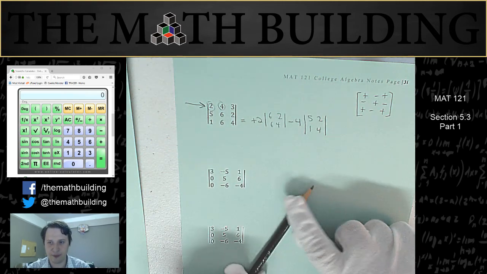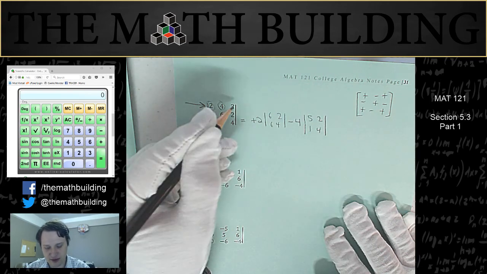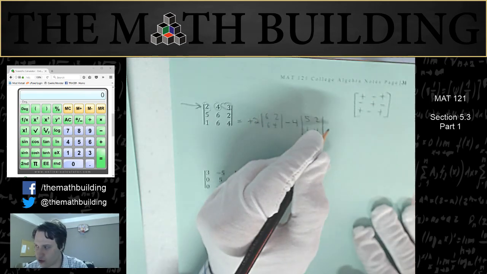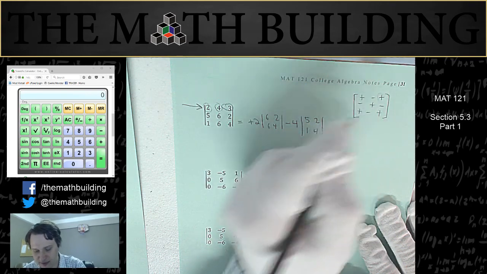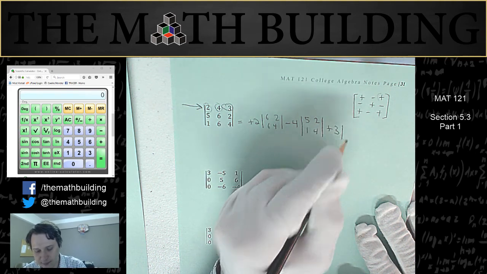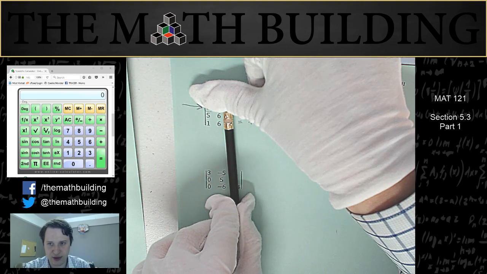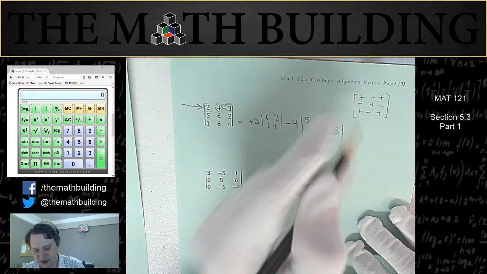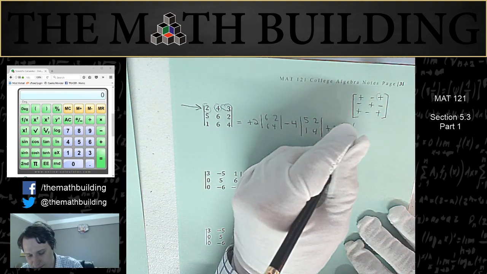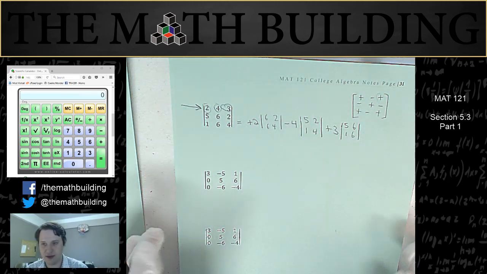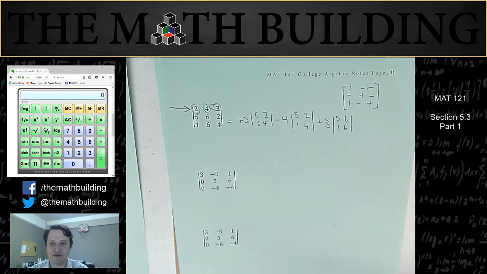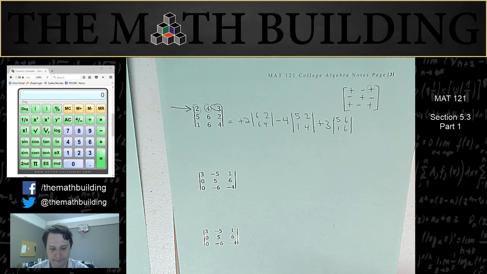5, 2, 1, 4. Finally, we have a 3 to complete our journey. We see it's a plus. So plus 3 times, now we ignore the top row and ignore the column with the 3 in it, and that gives us 5, 6, 1, 6. There you go. That's what the determinant of this 3 by 3 matrix is going to be.